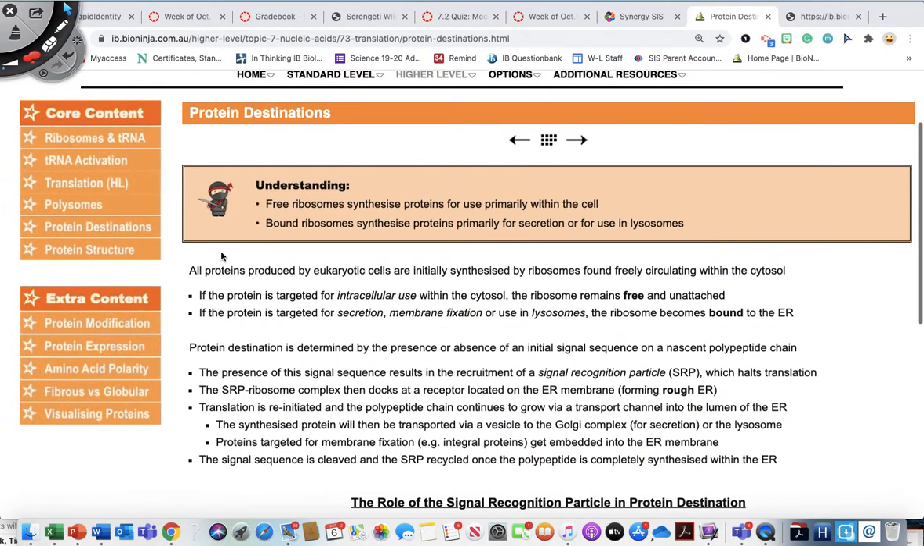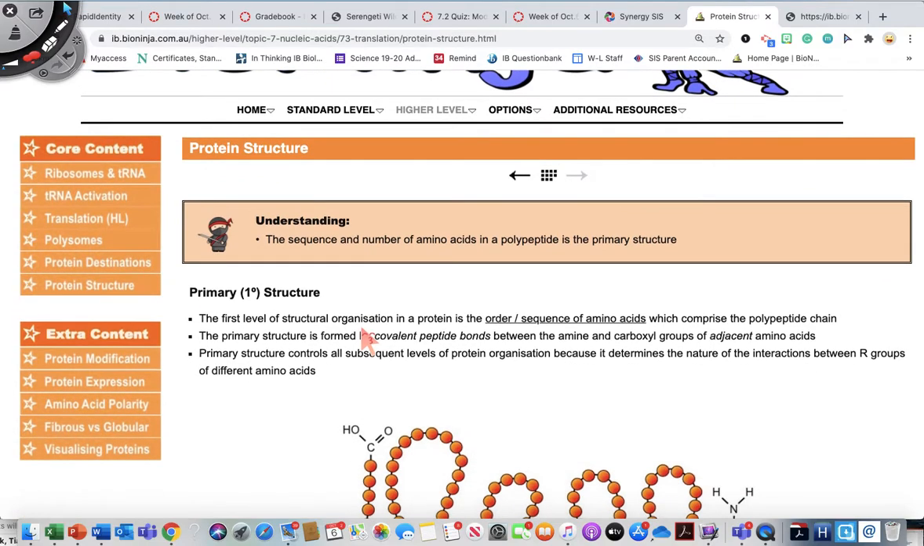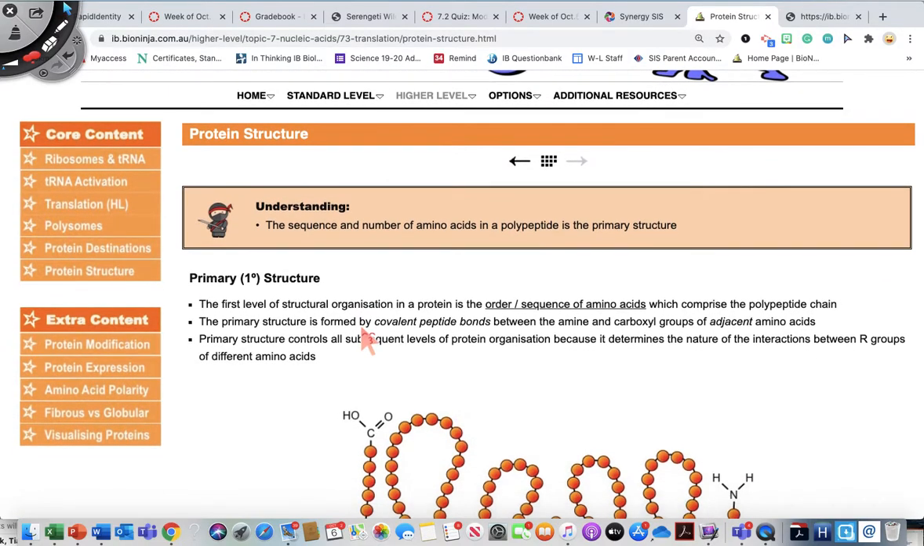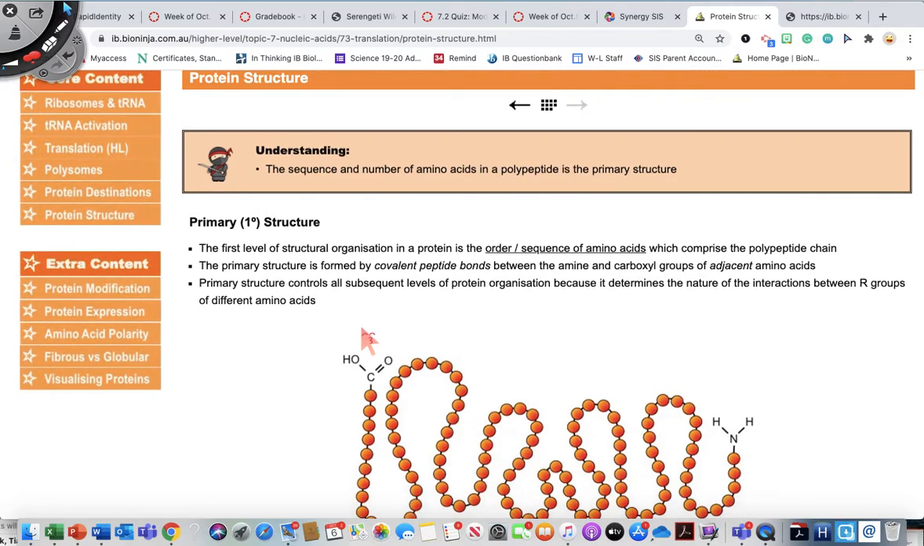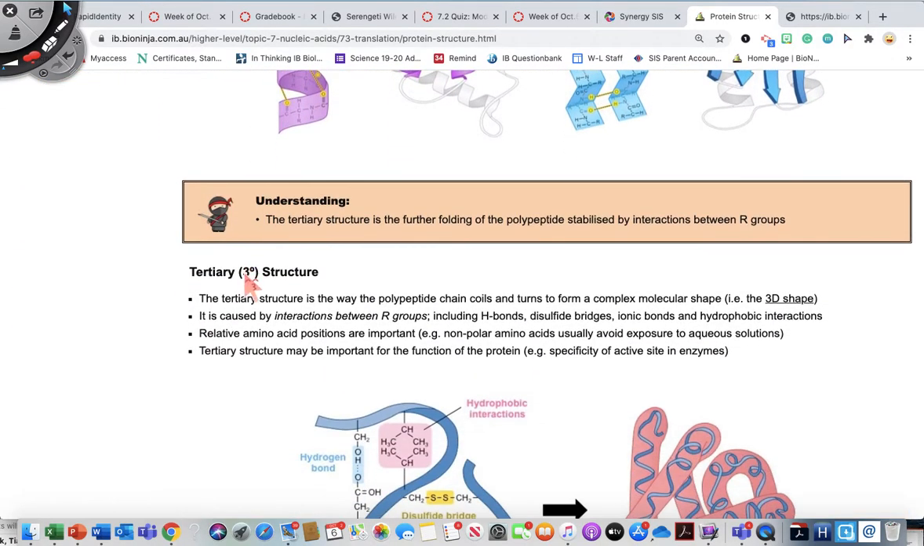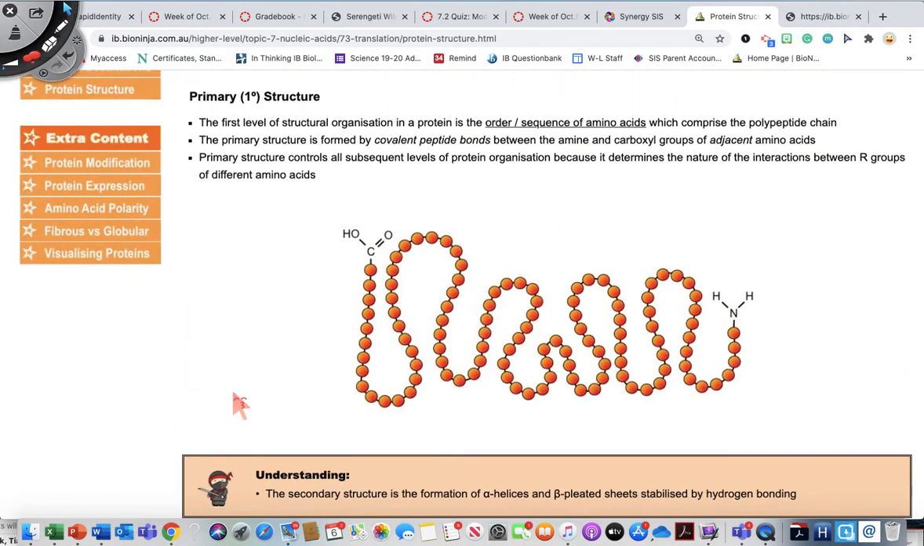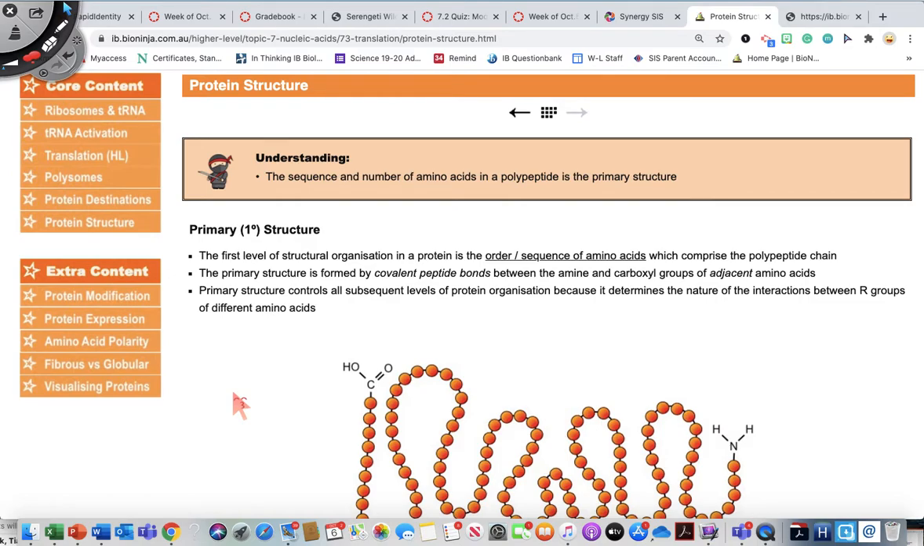So that's the first part, right? Protein destinations. So now let's look at protein structure. So here we see that proteins have different levels of protein structure. So we have a primary level, secondary level, tertiary level, and quaternary level. Okay, so we're going to study a little bit what these structures look like.